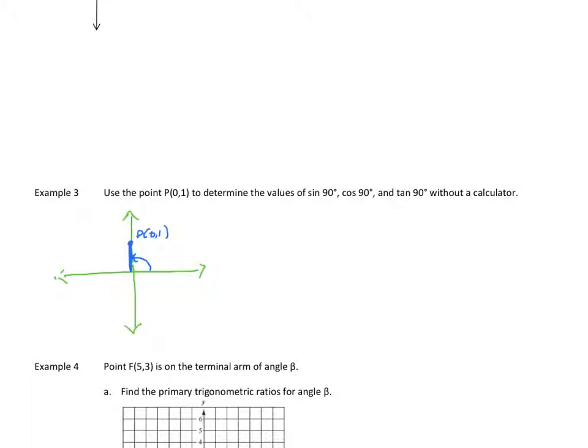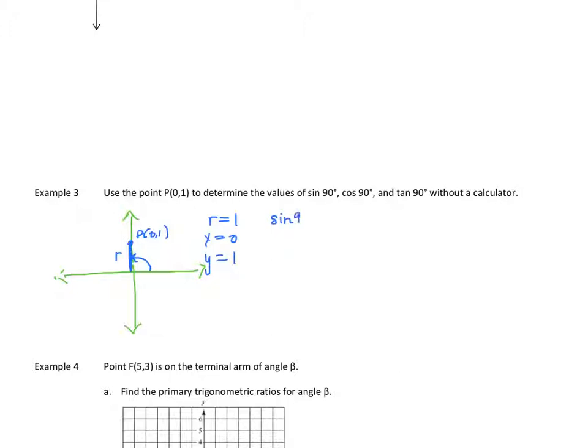Now notice in this picture, there's no triangle in this question at all, because of course point P is right on the positive y-axis. So what we do know though is that the length of r is 1. In other words, the distance from point P to the origin is 1, given the location of point P. We also know that x is 0 and y is 1. So then we can use our formulas to find those values.